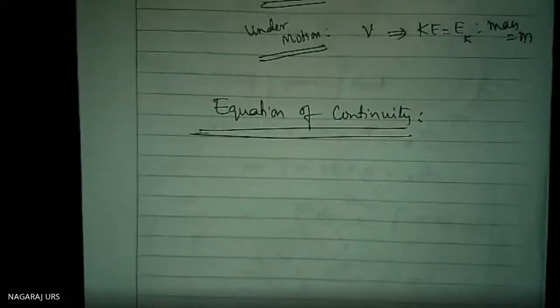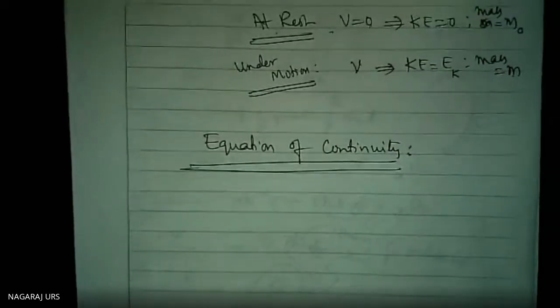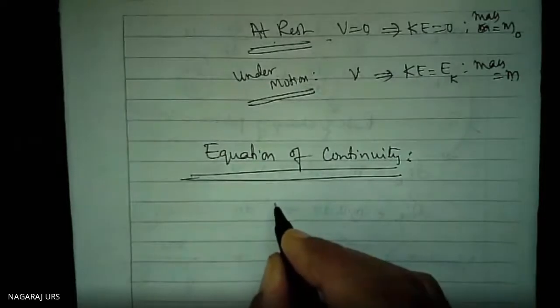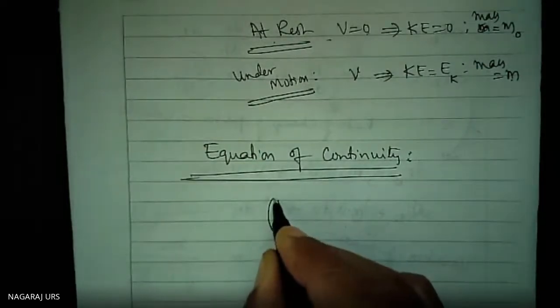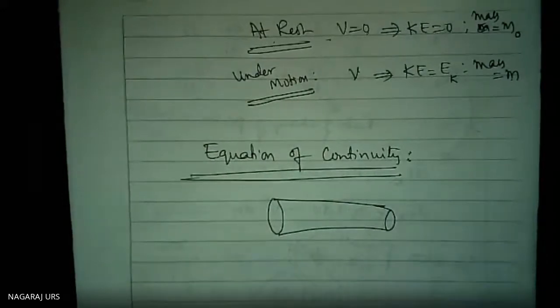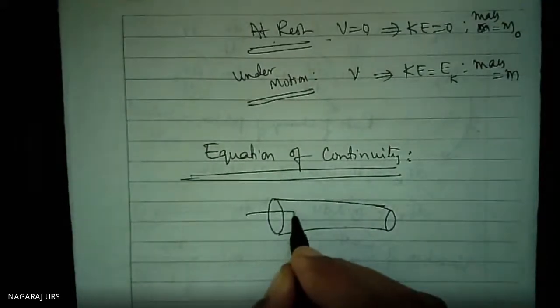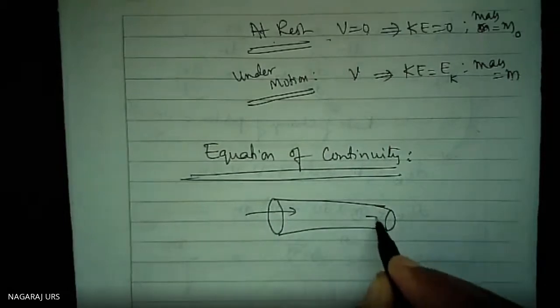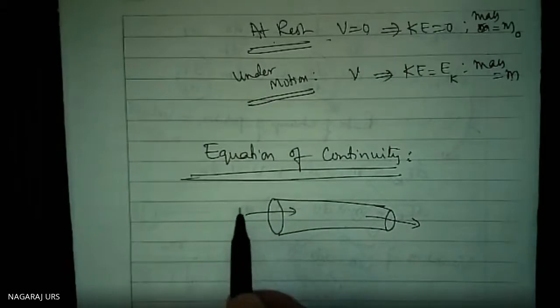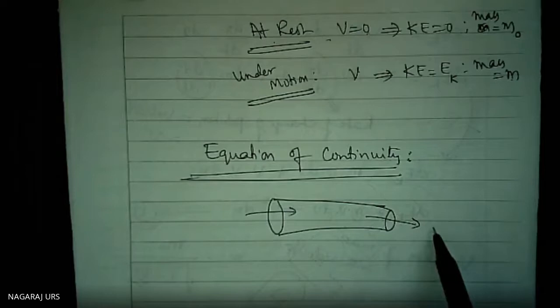Equation of continuity. We know about the equation of continuity in first PUC and first year BSc also. There we have chosen like this: there is a tube. Hydrodynamics. The volume of water that enters here and the volume of water that exits here are one and the same. Here, volume of water is equal to area of cross section into velocity, and here also, area of cross section into velocity.